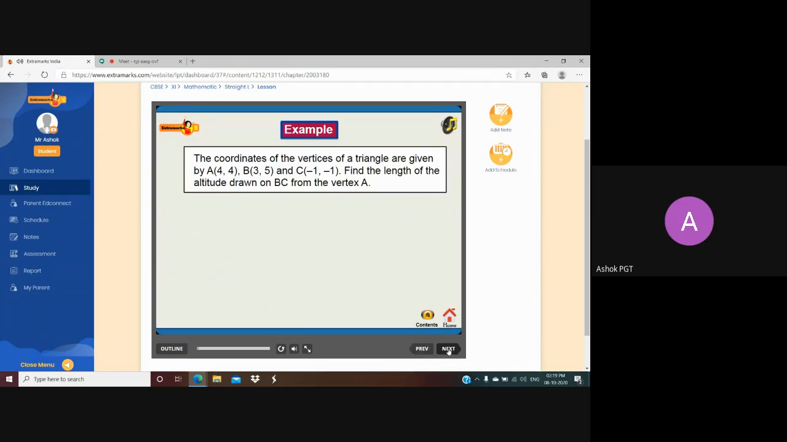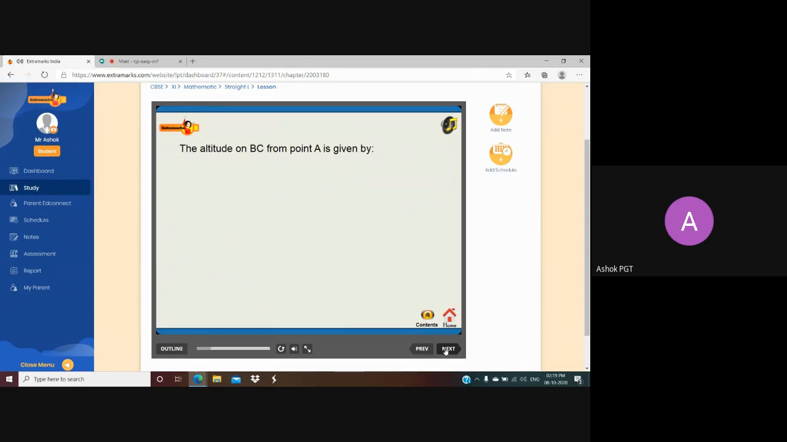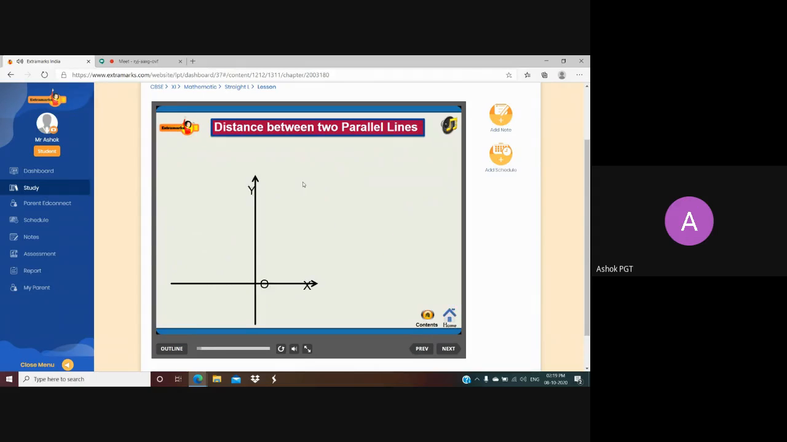Let us take another one. Find the distance between the two parallel lines. Let L1 and L2 be the lines, and let us now try to find the distance between the two parallel lines.